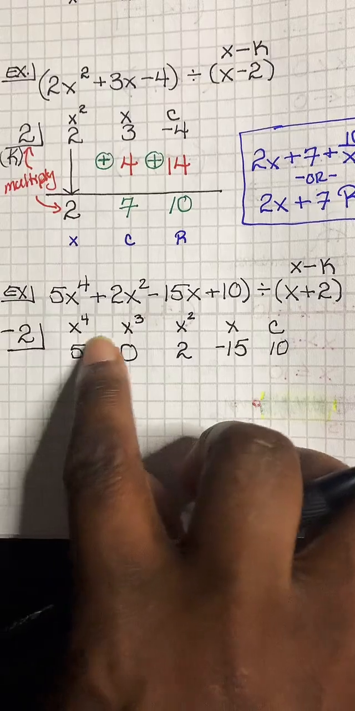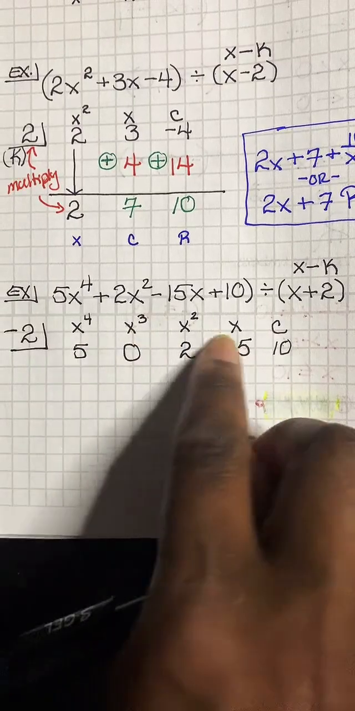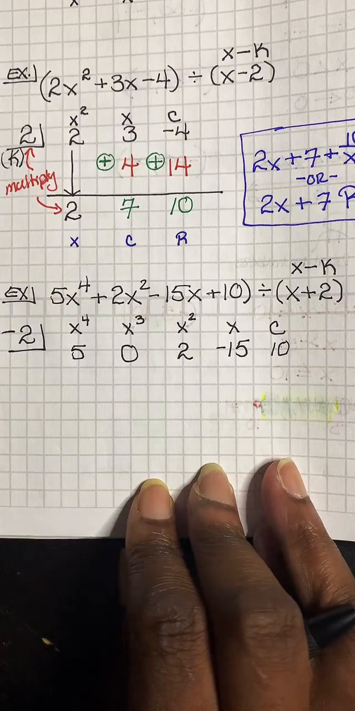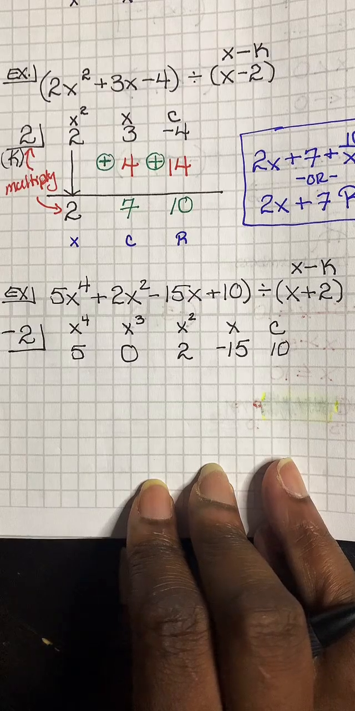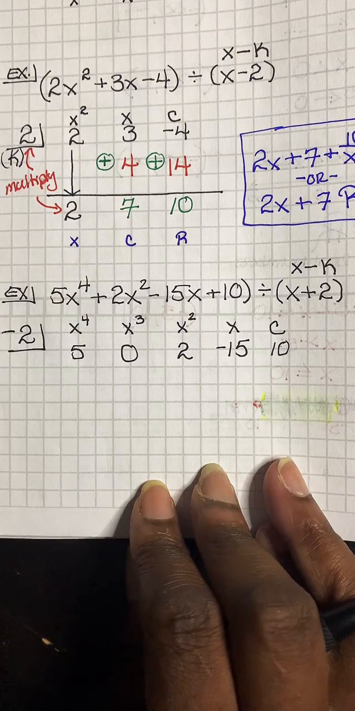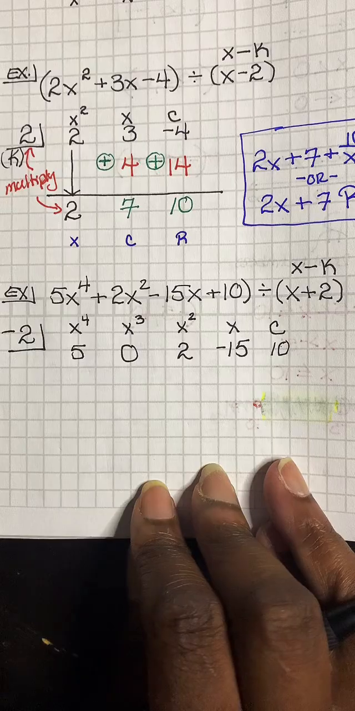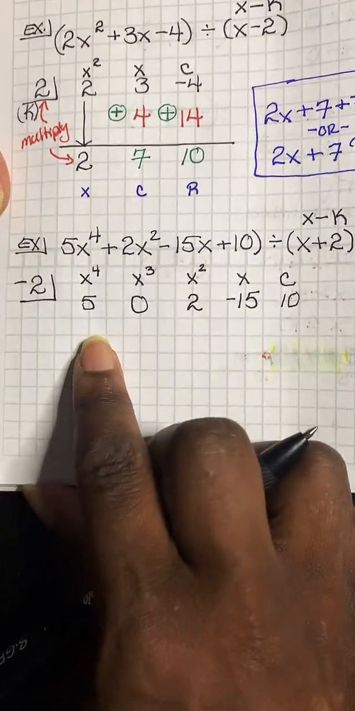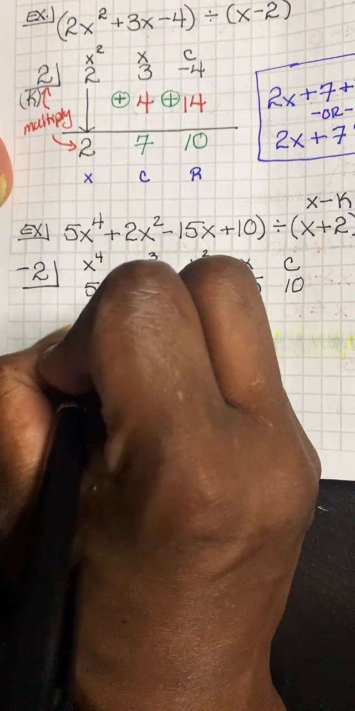So if there isn't an x to the 3rd, you need to put that 0 as a placeholder. If you're missing anything, it has to be in descending order. If anything's missing, you need the 0 as the placeholder. Now we know. First term comes all the way down.